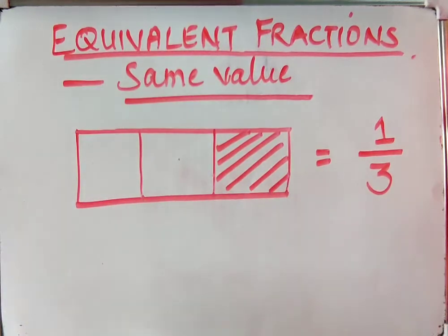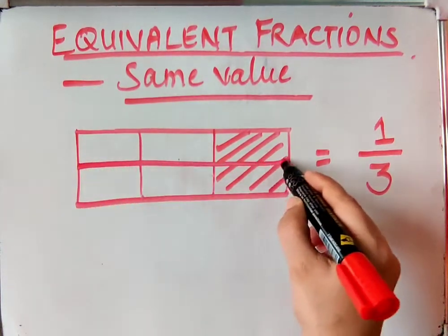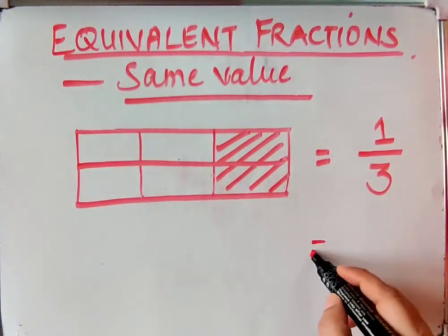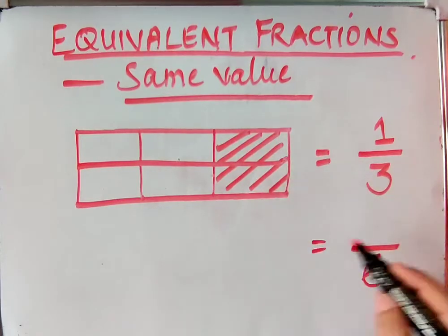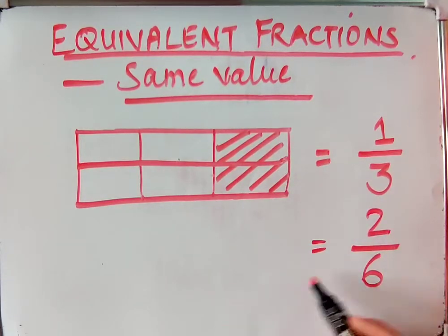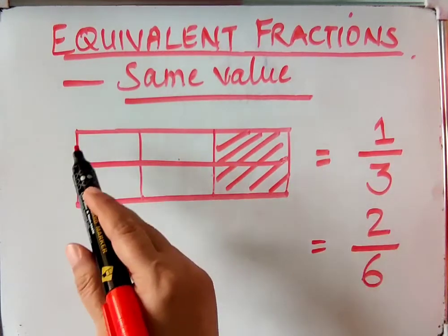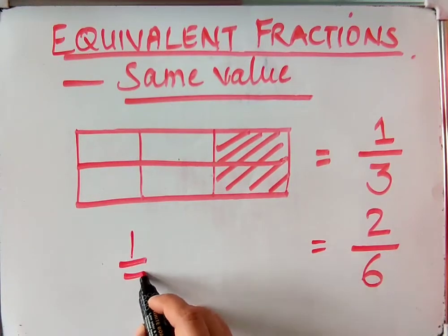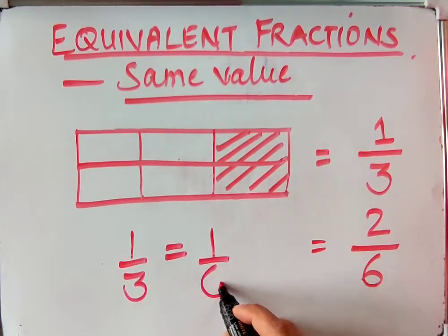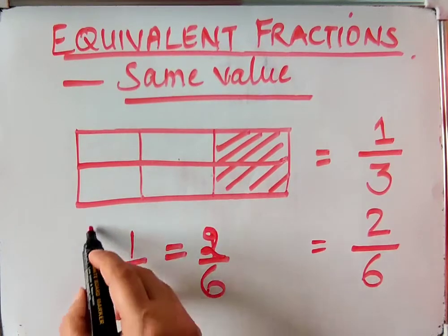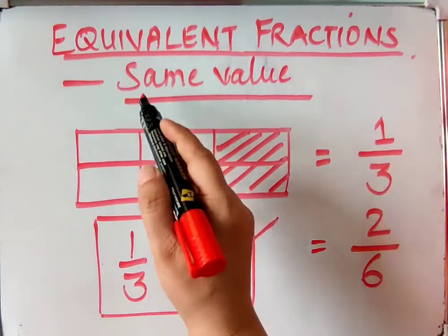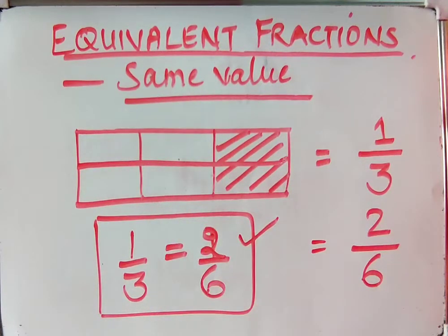Now if I divide the figure into 6 equal parts, I can see that out of 6 equal parts, how many are shaded? They are 2. And if you check clearly, 2 by 6 of the shaded figure is equal to 1/3 of the figure. Thus 1 by 3 is equal to 2 by 6. Thus 1 by 3 and 2 by 6 are equivalent fractions. That means fractions having the same value.